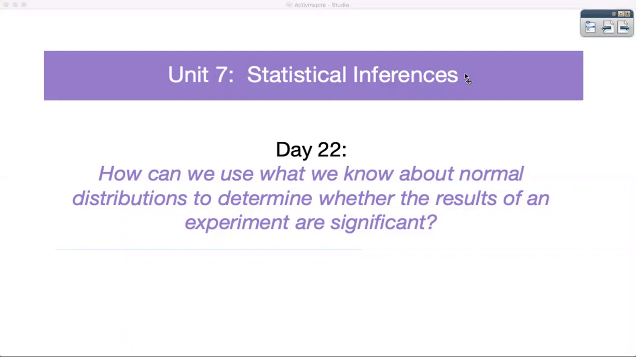How can we use what we know about normal distributions to determine whether the results of an experiment are significant? We're going to be looking at two different experiments today, two different situations, and we're going to be given a whole set of data for each of those situations. We are going to have to figure out if we have enough information, enough evidence to answer the given questions.